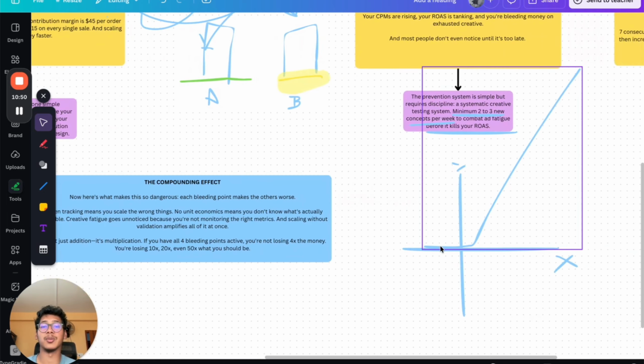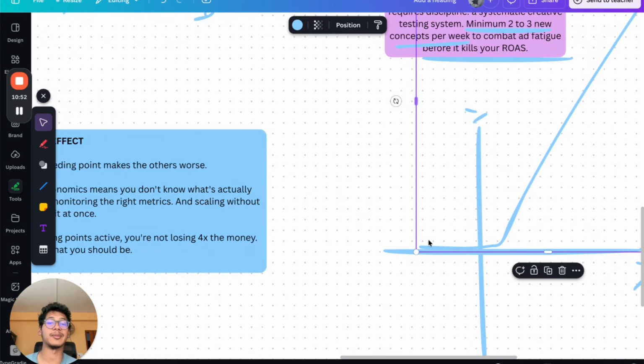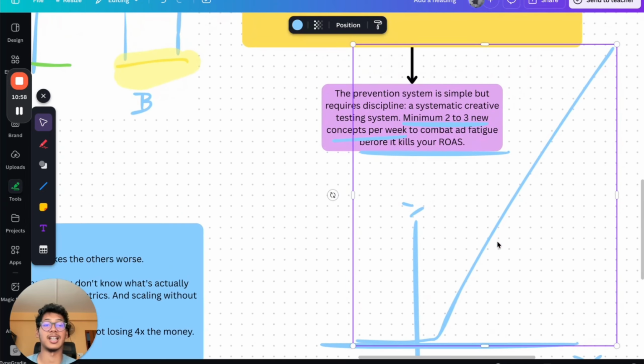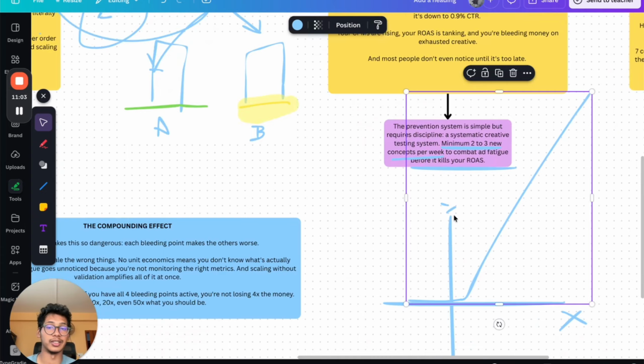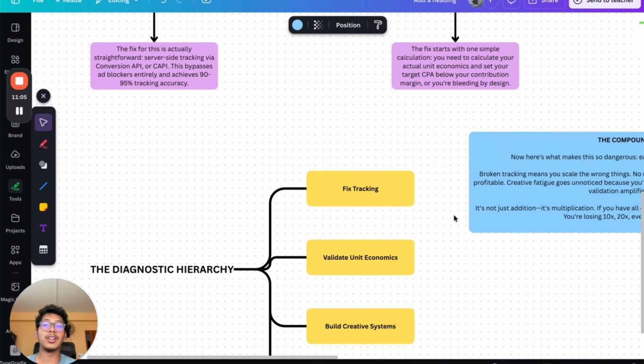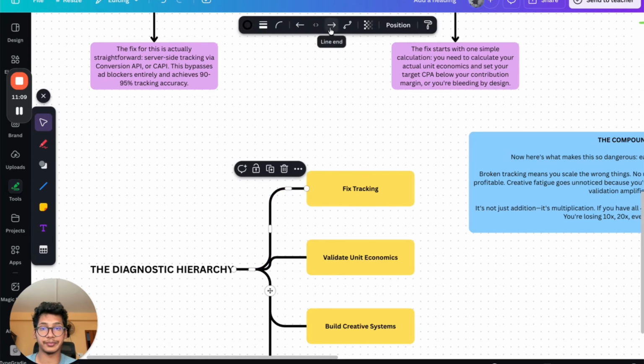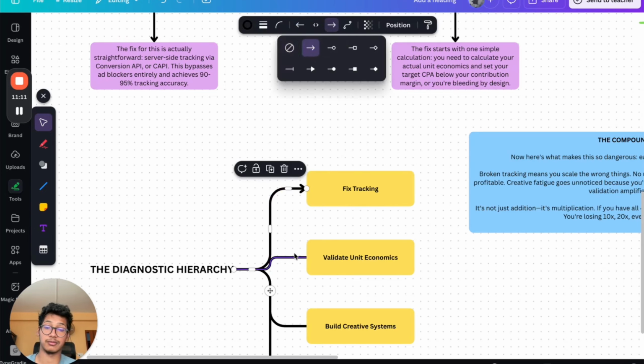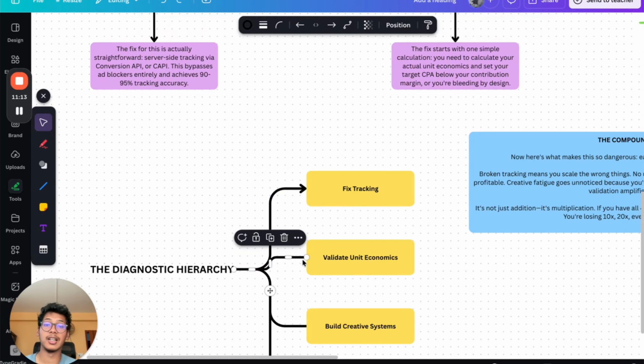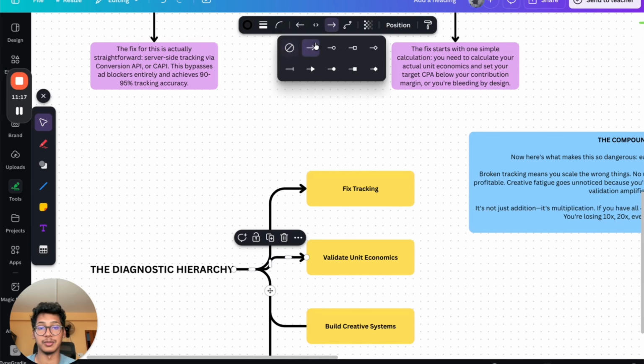Let's say you're losing 1 times here, 1.5, 1.2, 3, and then eventually here, you could be losing 50, 60 times your money. This is just a concept, but you could be doing that, right? So in order to avoid this, you just gotta figure out your diagnostic hierarchy. How do you actually diagnose when you are starting to lose money on Meta ads?